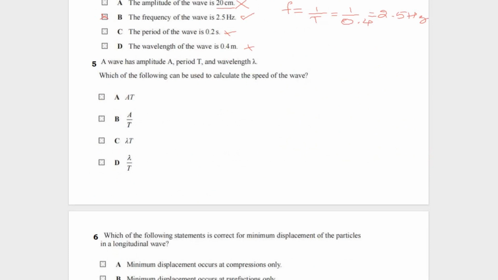Then question number 5 is, a wave has an amplitude of A, period T, and wavelength lambda. Which of the following can be used to calculate the speed of the wave? We know the speed of the wave equation v is equal to f lambda. And you could substitute for f in terms of time period, like 1 over T multiplied by lambda, which means that wave speed is equal to lambda over T. So it clearly shows option D is the correct one.